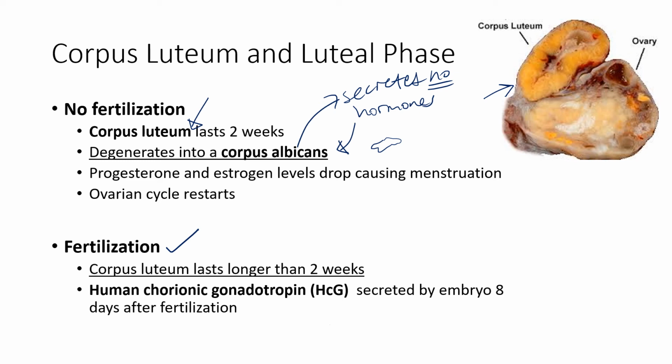Without those hormones, progesterone and estrogen, the uterine lining is basically told, all right, we're done, we're going to try this again. And so the whole cycle starts. The ovarian cycle restarts, the uterine cycle restarts, and we begin menstruation. So it's all due to a drop in hormones.